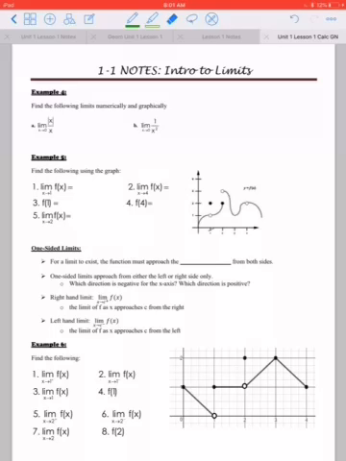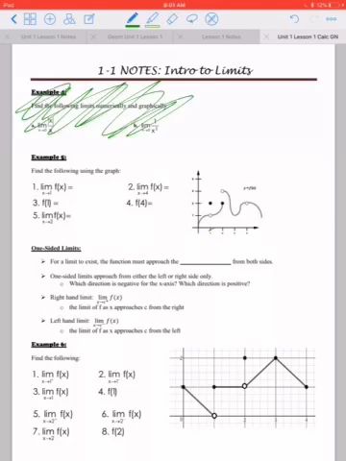And now we're on the last page of limits. So at the top, go ahead and don't worry about example 4. We're going to skip that. But the main idea is that for a limit to exist, you must have the same value on both sides. Otherwise, we're going to say it does not exist, DNE.